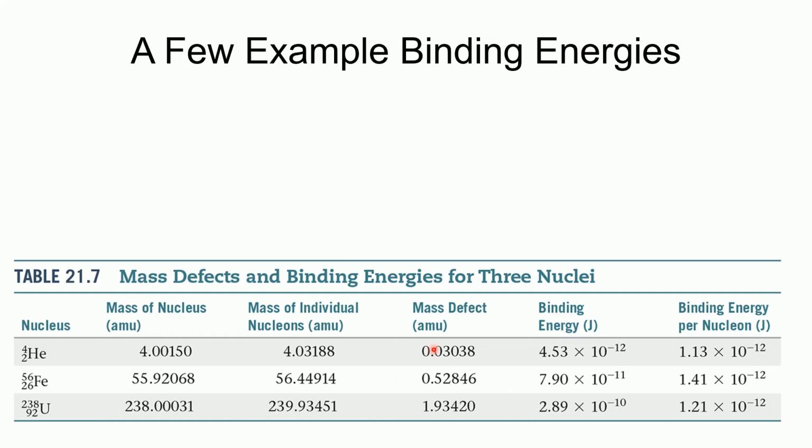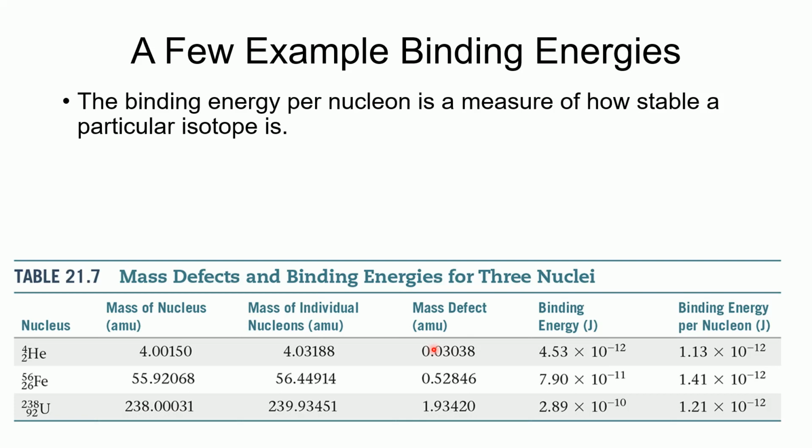So here are a few example binding energies per nucleon. The binding energy per nucleon is a measure of how stable a particular isotope is. Again, the larger the binding energy per nucleon, the more stable. Helium, 1.13, so that means there's some stuff we can do with that. Iron 56, 1.41 times 10 to the negative 12. That ends up being one of the largest binding energies per nucleon, and once you're in that range, there's not much that's going to happen to that atom. So that ends up being pretty stable.